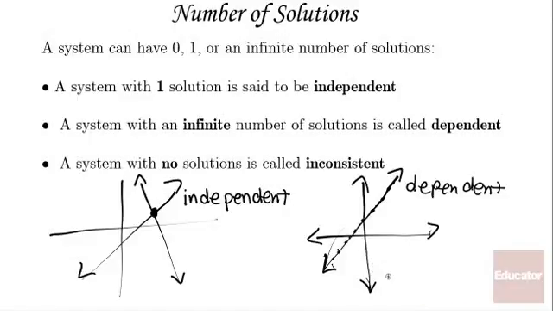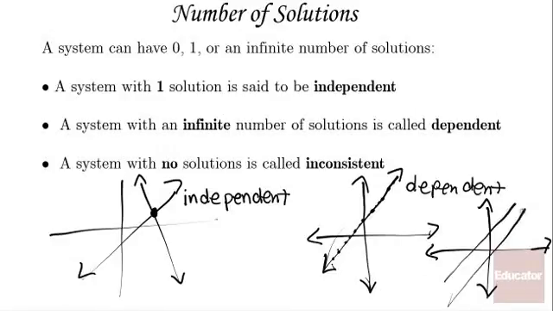Finally, you could have a situation where there are no solutions, and this is called inconsistent. So think about a situation where there would be no intersection between the lines. And what that would be, as we discussed earlier in the course, is a situation where you have parallel lines. And since these will never intersect, there won't be a solution, and this is called inconsistent.